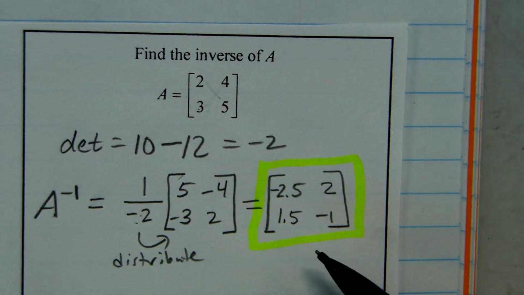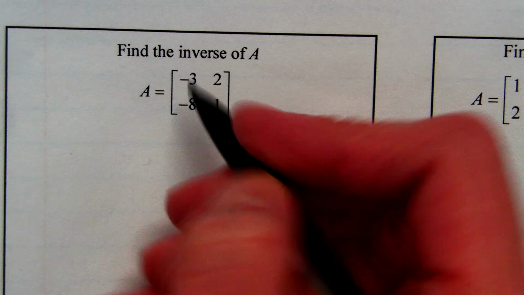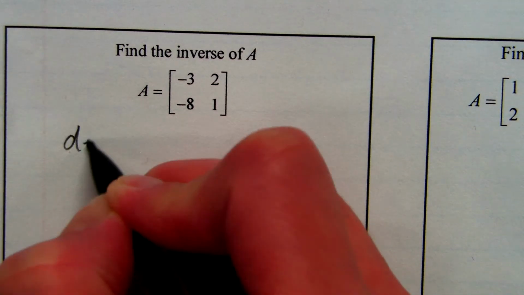It's a little bit more complicated with 3 by 3s and bigger things, and I will show you guys some tricks later for those. Okay, so coming down to the next one, here's matrix A. So the first thing you want to do is find your determinant.